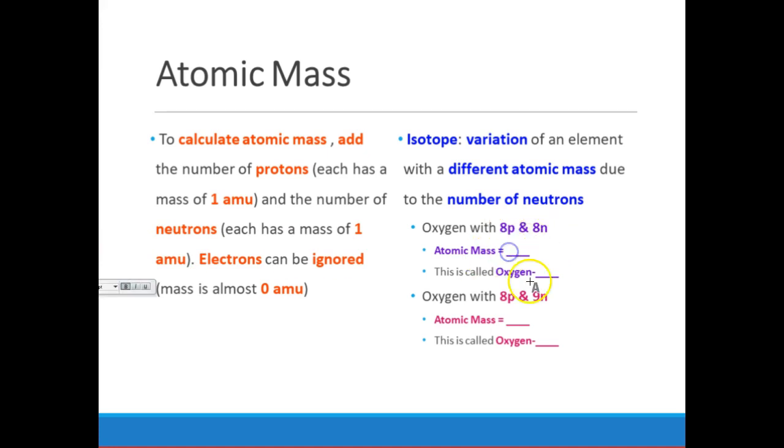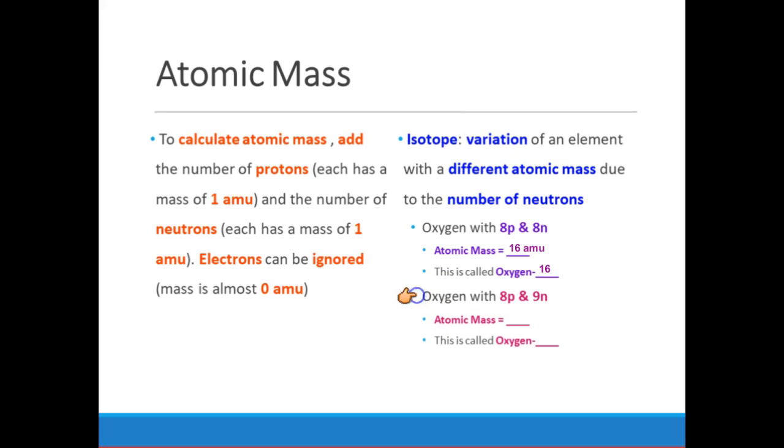Awesome. We know math. I like it. 8 plus 8 is going to give me 16 AMUs, or 16 atomic mass units. And so this is why we call an oxygen atom with 8 protons and 8 neutrons oxygen 16. Okay, so this is the isotope oxygen 16. Again, it's a variation based on the number of neutrons.